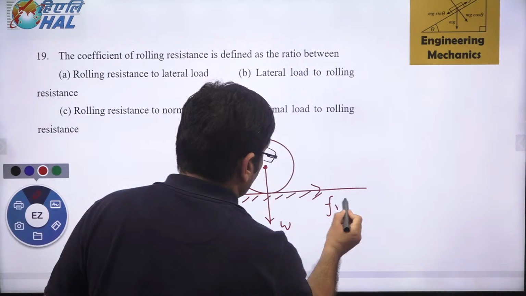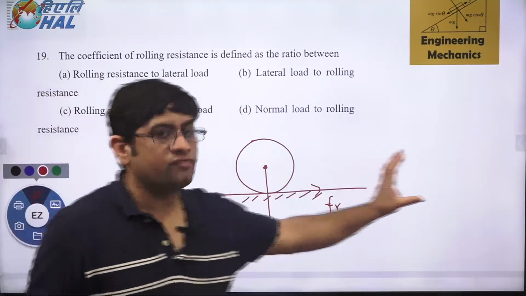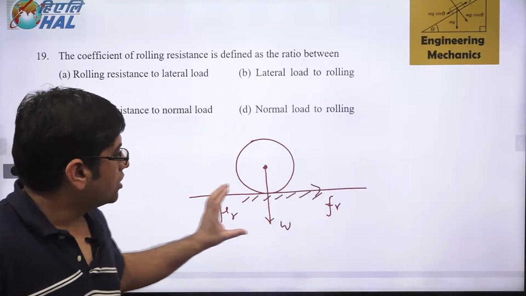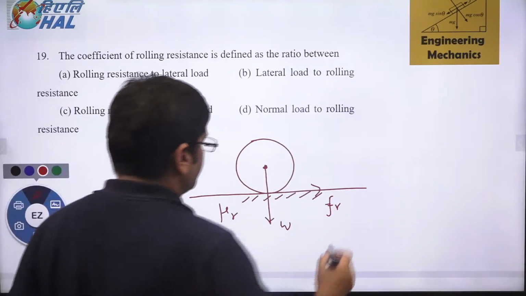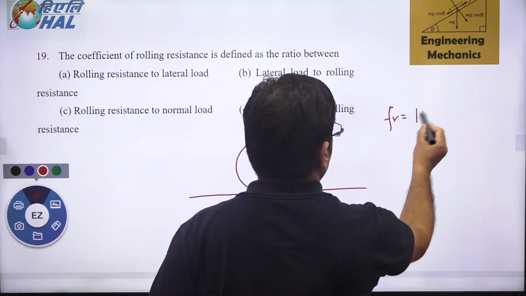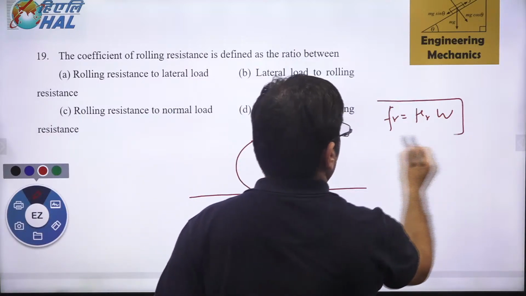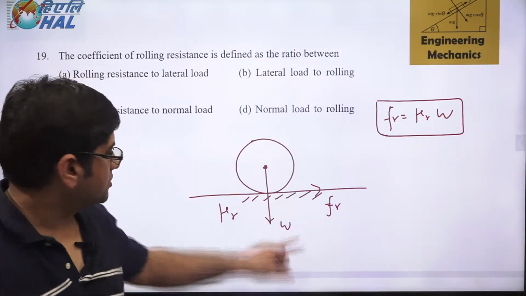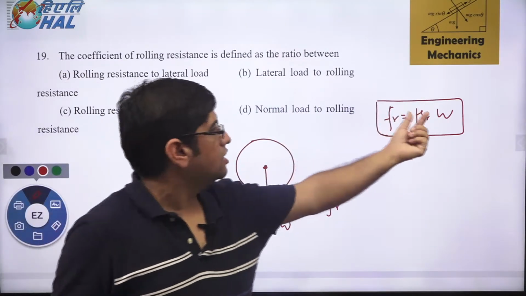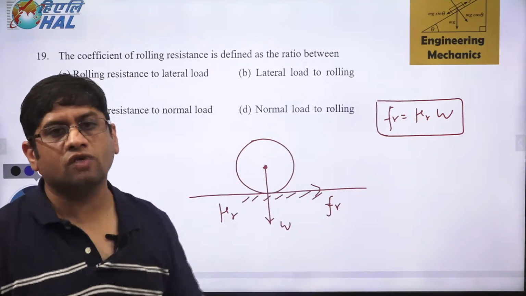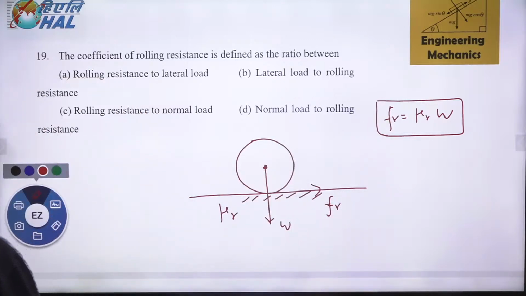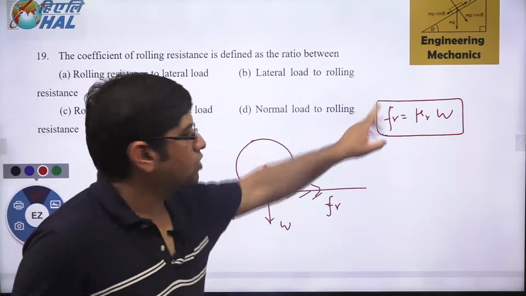How do you find the rolling friction? Number one, remember that rolling friction is in the forward direction. Now, there are two ways to find the rolling friction. Rolling friction is mu rolling into W. If the coefficient of rolling friction mu r is given to us, then the coefficient of rolling friction into normal reaction is the force of rolling friction, that is Fr. So if the coefficient of rolling friction is given to you, you will find the force of rolling friction using this particular concept.